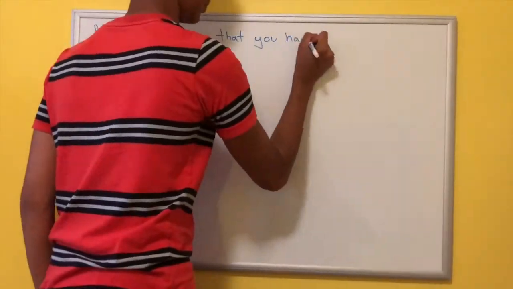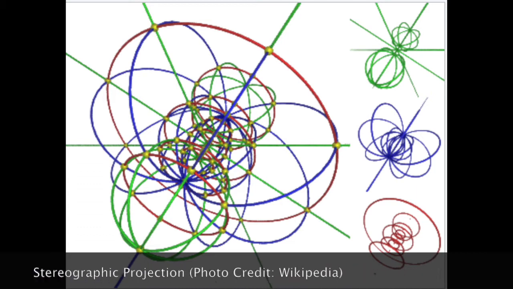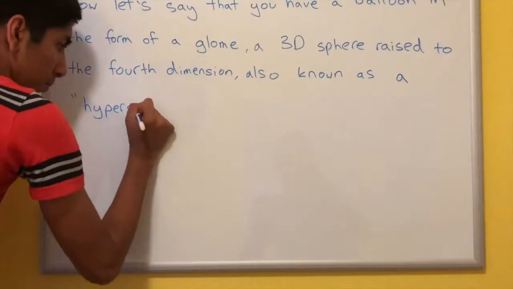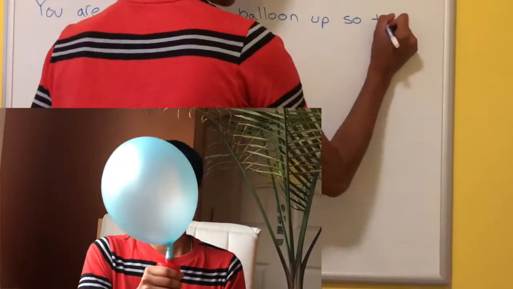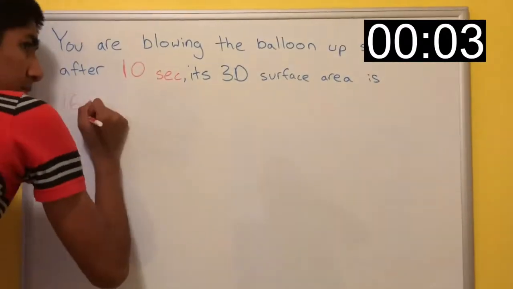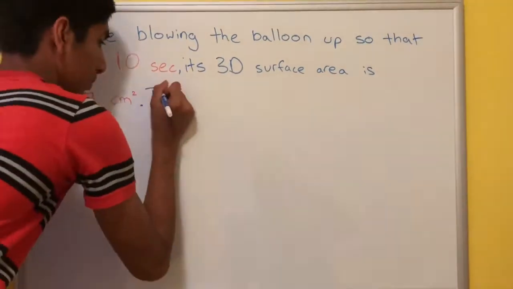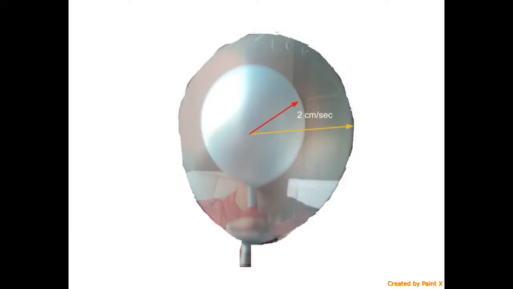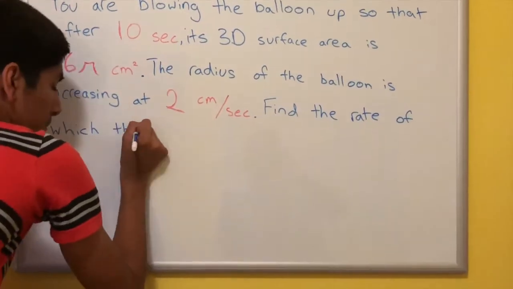Now let's say that you have a balloon in the form of a globe, a 3D sphere raised to the fourth dimension, also known as a hypersphere in 4D. You are blowing the balloon up so that after 10 seconds, its 3D surface area is 16 pi centimeters squared. The radius of the balloon is changing at 2 centimeters per second. Find the rate at which the 4D volume of the globe is changing.